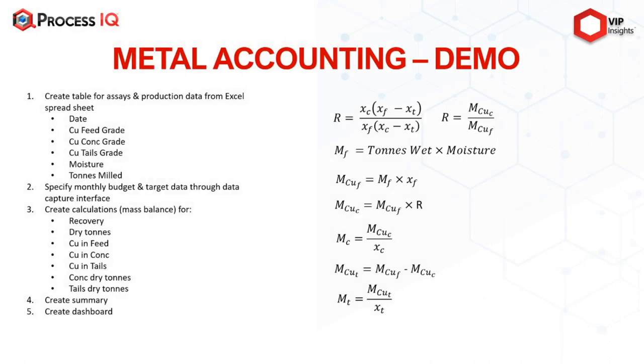So now it's time to do a little demo. What we are going to discuss is the results of what you see in front of you. Basically, we created an Excel spreadsheet with some data that you would typically get from a lab, assays and production data. And then we specify the monthly budget and target data for the online capture interface. And then we create calculations for recovery, dry tons, copper in feed, copper in conc or copper produced, copper in tails, conc dry tons and tails dry tons. And then we create a summary report and a dashboard.